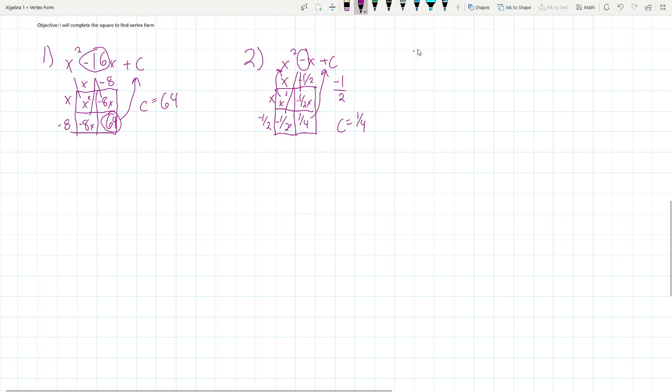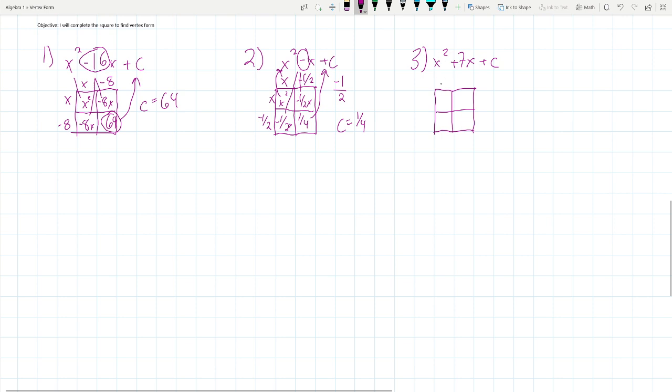Okay. Number 3. x squared plus 7x plus c. And go ahead and you can pause this and try this on your own, see if you can do it. And you can go ahead and join us. I'll just be going right here.